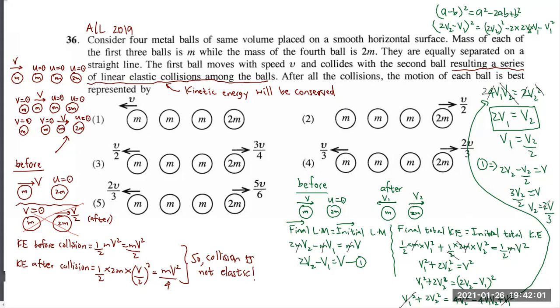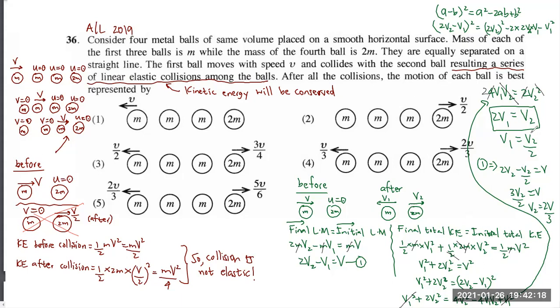In how many answers do we have that? Only in one answer. Right? Look at this one. So the correct answer should be the fourth one. Okay, but I'll explain how this v by 3 came. v2 is equal to 2v by 3.